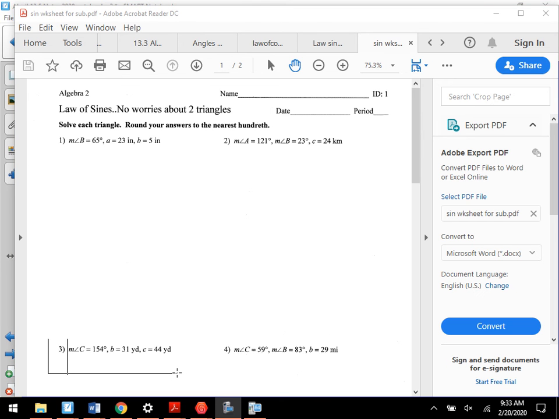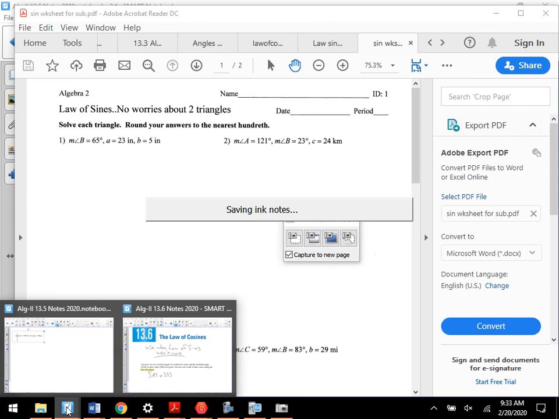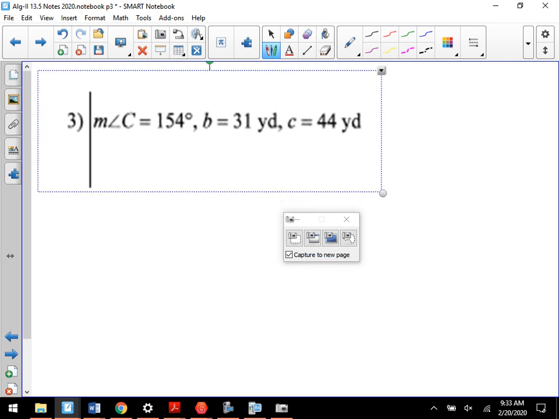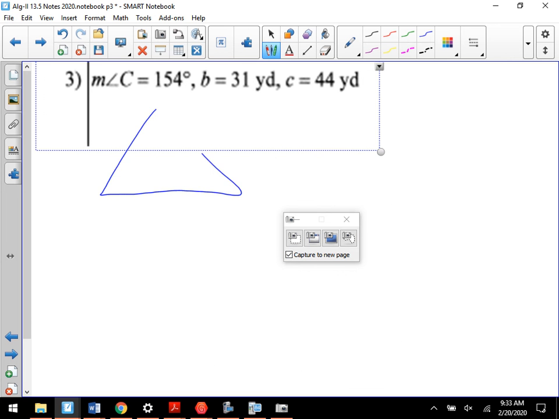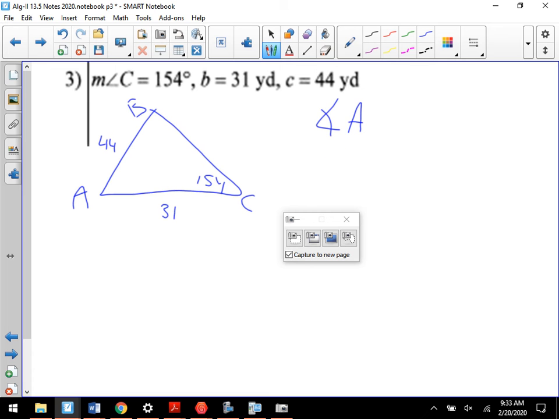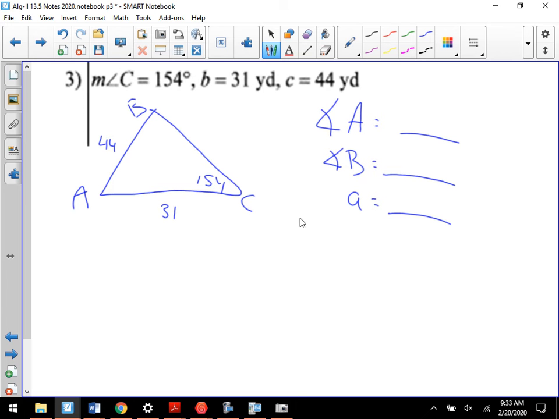This one forces you to find angle B first. Again, start by drawing it out. We have A, B, and C. Angle C is 154, little b is 31, little c is 44. So we have to find angle A, angle B, and little a. You are given angle C and the side opposite. Use that to find the other parts.